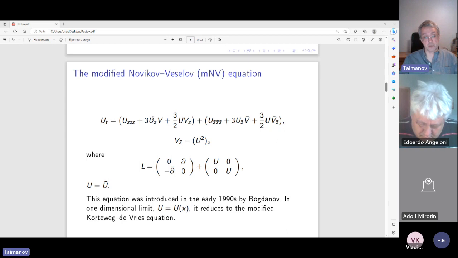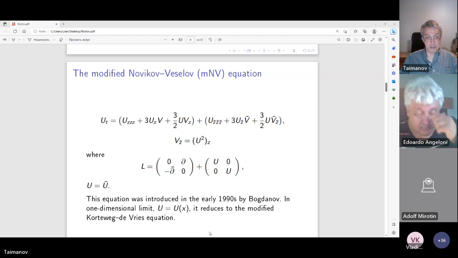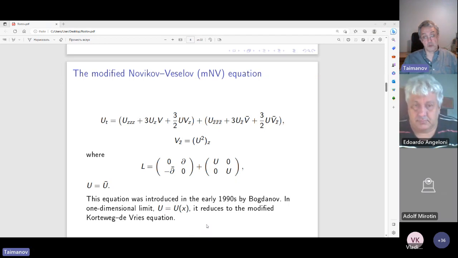So this is this equation, and in this case, L is a two-dimensional Dirac operator with a real valued potential on the diagonal, U is real valued. So again, in the one-dimensional limit, it reduces to the modified Korteweg-de-Vries equation.